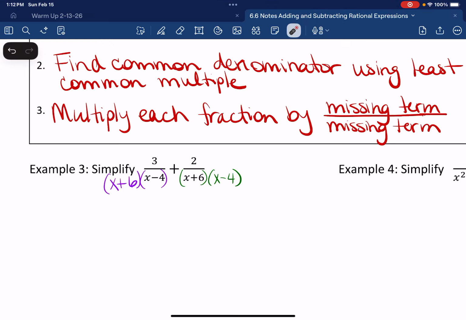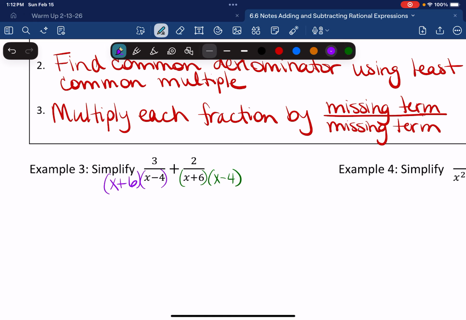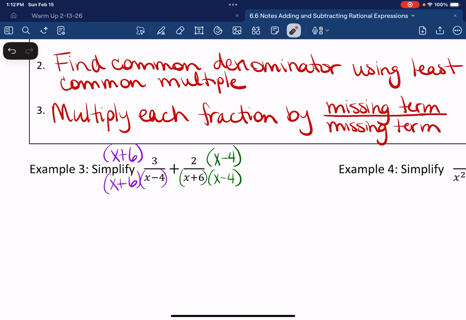Now make sure that your first fraction, to keep it balanced, you also multiply the numerator by an x plus 6. And in our second fraction, you also have to multiply its numerator by an x minus 4. Remember, you've got to keep your fractions balanced. Okay, you can't change their value. You're multiplying by that magical number 1, right?